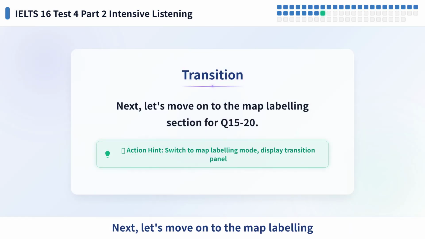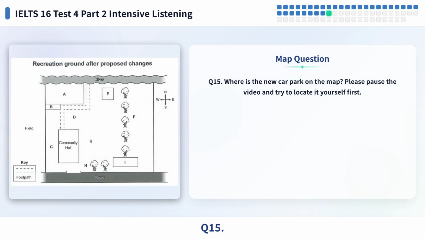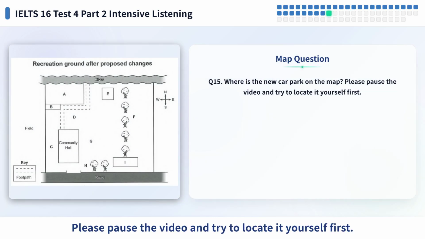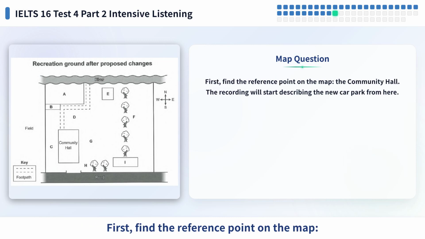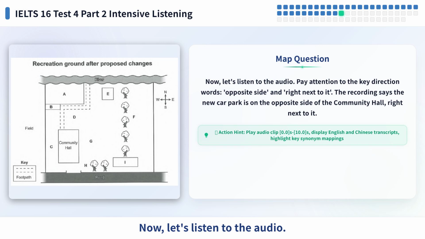Next, let's move on to the map labeling section for Q15 to 20. Q15. Where is the new car park on the map? Please pause the video and try to locate it yourself first. First, find the reference point on the map, the community hall. The recording will start describing the new car park from here. Now, let's listen to the audio. Pay attention to the key direction words, opposite side, and right next to it.